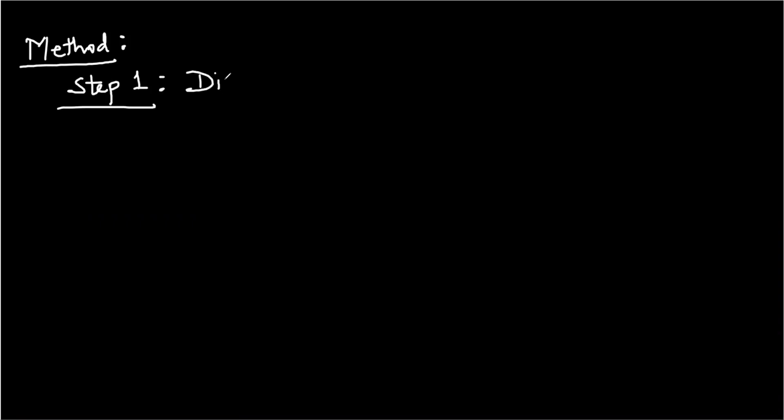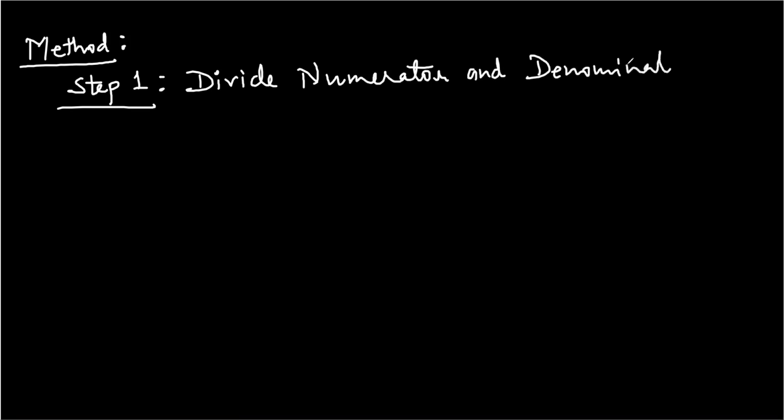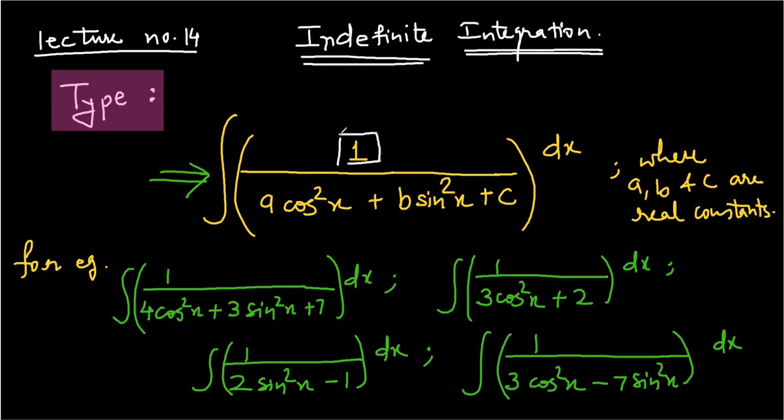So I write the method. Step 1 is divide numerator and denominator by cos square x. I repeat, what we do: this is numerator, so we divide numerator by cos square x, and this is denominator, we divide denominator by cos square x.